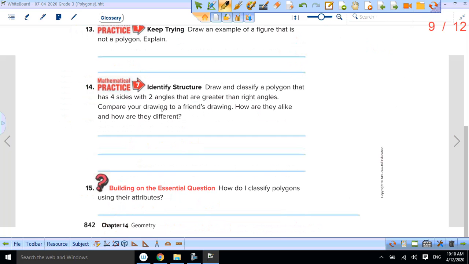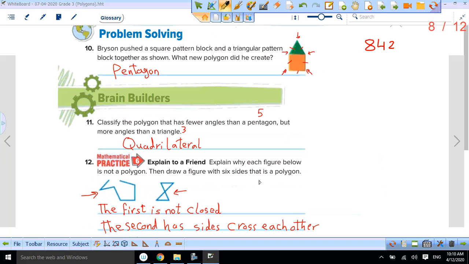Okay. In this page, now we want to draw a figure with 6 sides that is a polygon. What is the polygon that has 6 sides? Yes, it is a hexagon. So we draw a hexagon like that. This is a hexagon. Okay, the next page.